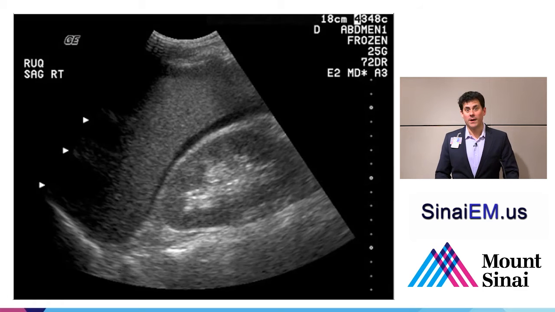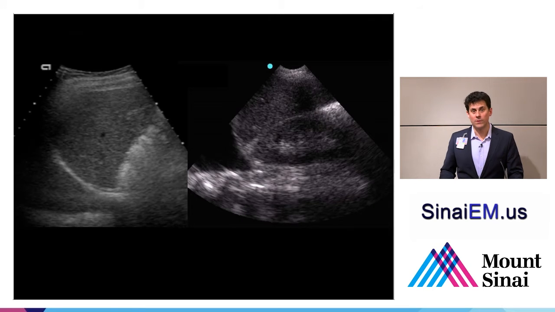Here we can see in a positive image the difference between the blackness of Morrison's pouch versus the white in the previous image. Black means that there's fluid that's collected here in Morrison's pouch. In this particular patient's case, this could either represent blood in the abdomen or ascites or some other fluid that's ruptured into the abdomen.